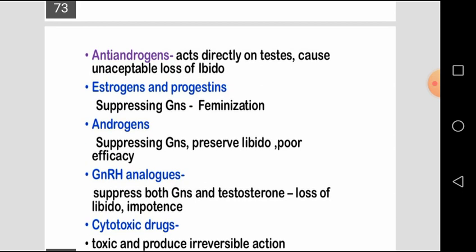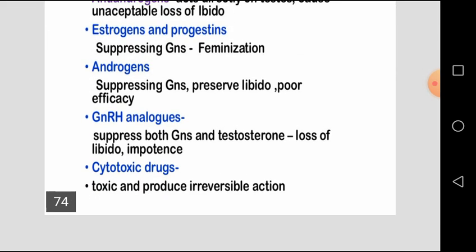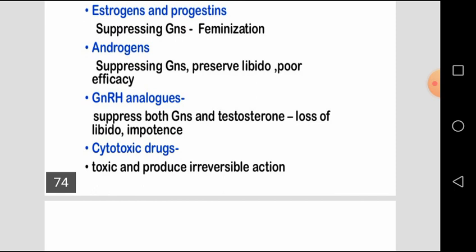Anti-androgens act directly on the testes and cause unacceptable loss of libido. Estrogens and progesterones suppress the gonadotropin hormones and cause feminization. Androgens suppress the gonadotropin hormones and preserve libido, but efficacy is poor. Gonadotropin hormone analogs suppress both gonadotropins and testosterone, and there will be loss of libido and impotency. Then cytotoxic drugs act as toxics and produce irreversible action.